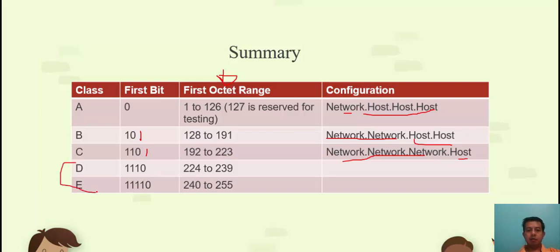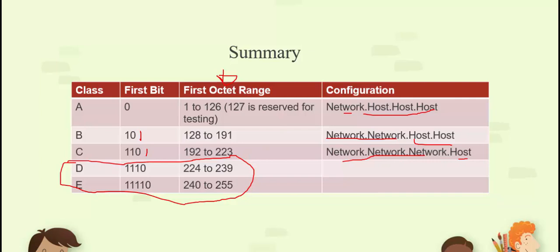These are the values for Class D and E, but because these two are not used in the public domain, we will not be discussing Class D and E. Only these 3 classes A, B and C are available for the public on the internet.